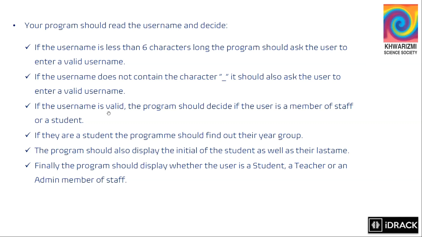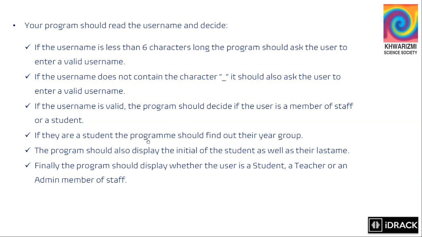The third, if the username is valid, okay, which means that it's meeting all the basic requirements for the username, then the program needs to decide if the user is a member of the staff or a student. So now you need to differentiate if this is staff or student. And if you remember, the year for staff was 00, and the year for student was any other year, but it could not be 00. Okay. So all those with the 00 would be the staff.